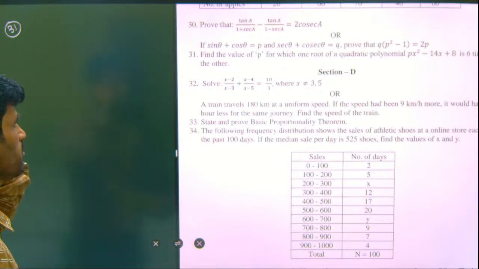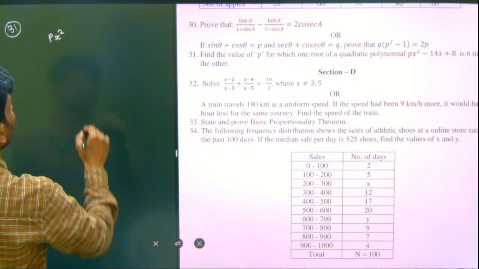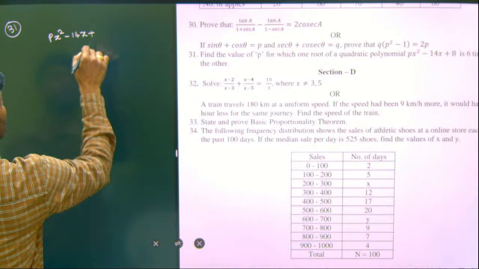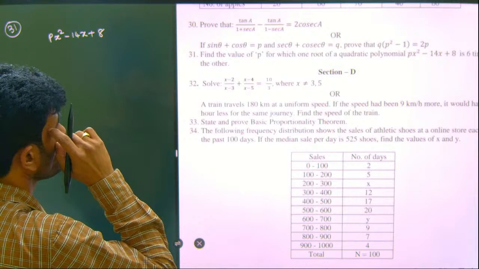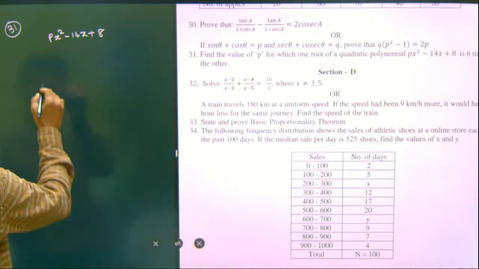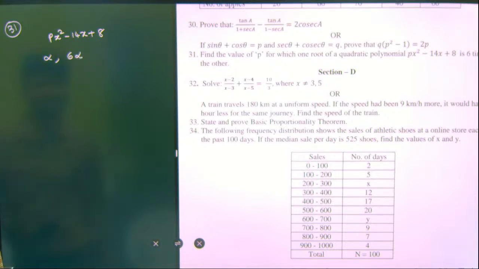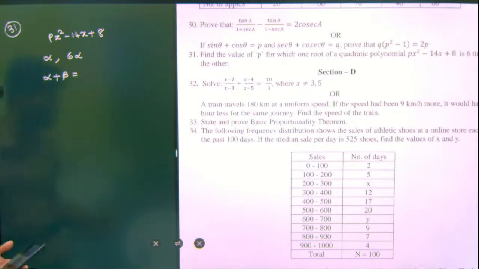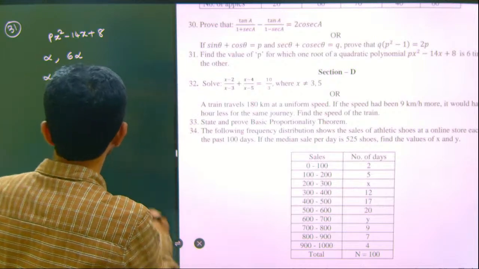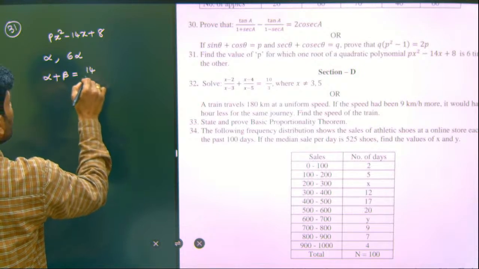Both are the same. So here what is given? The expression px square minus 14x plus 8 is the polynomial, and it is given that one root of the quadratic polynomial is 6 times the other. So one is alpha and the other is 6 alpha. One is 6 times the other means one is alpha and the other should be taken as 6 alpha. Then one formula we know: alpha plus beta is equal to minus b by a. Here b is minus 14, a is p. So minus of minus 14 by p, that is plus 14 by p.